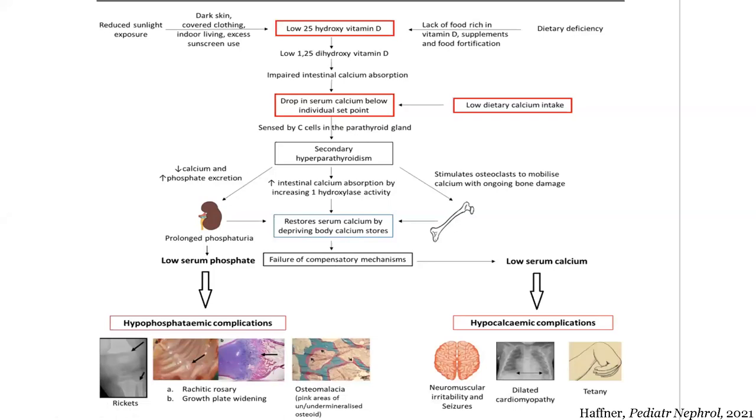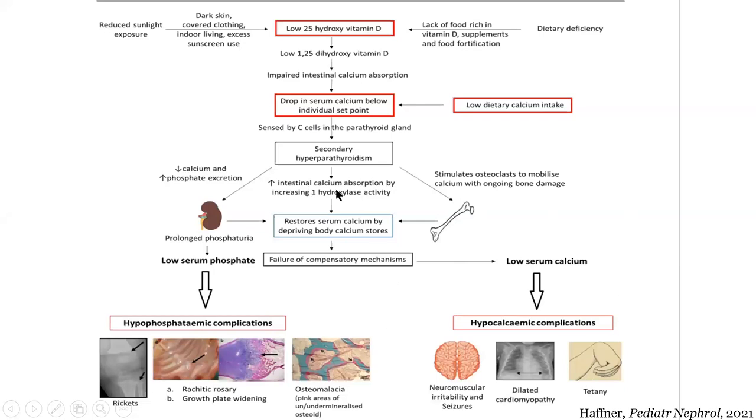However, the underlying low serum phosphate levels still lead to hypophosphatemic manifestation of rickets, where we have all these radiological features, we have those growth plate abnormalities and the chondrocyte hypertrophy. However, if there is failure of compensatory mechanisms, then there is severe hypocalcemia, and we can get hypocalcemic complications in the form of tetany, seizures, or dilated cardiomyopathy. So these are uncompensated features and these are compensated features.